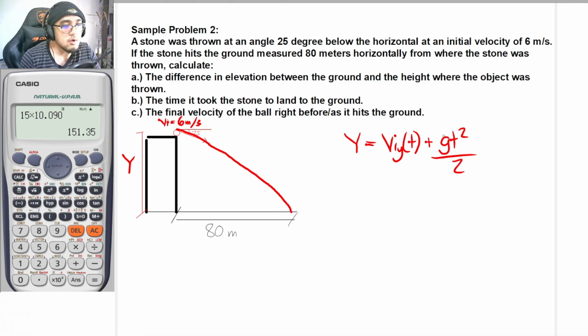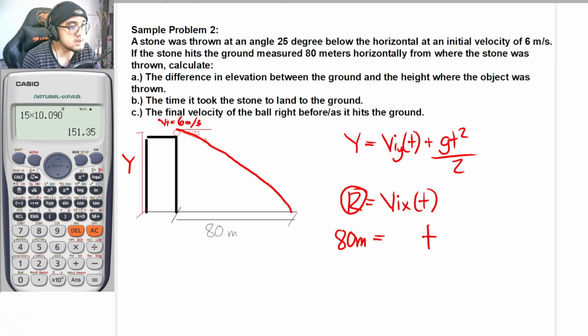So how can we solve for the value for time? As you can remember, your range R is equal to VIX times time. VIX is the x component of your initial velocity, and time is of course the time. Since R is already given here, that is equal to 80 meters. So this is equal to VIX times time.